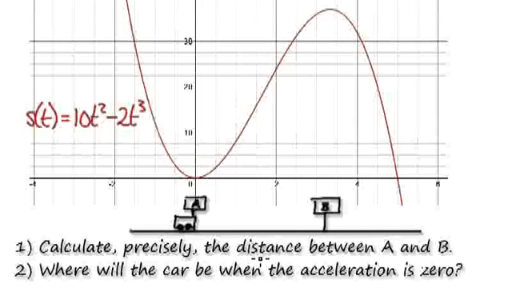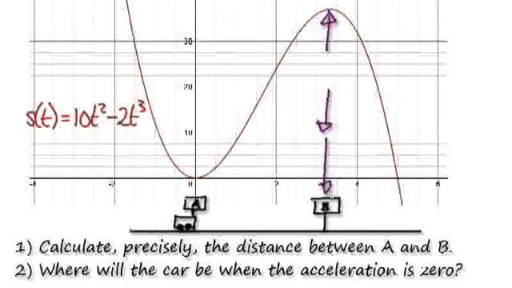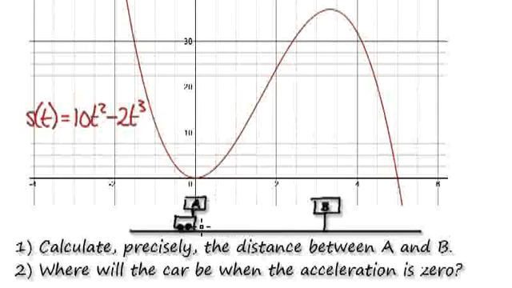Anyway, calculate precisely the distance between A and B, and where will the car be when the acceleration is 0? So somewhere along the journey here, the acceleration is 0. But by the way, the velocity is 0 at B, but that doesn't mean the acceleration is 0 at B. So be careful. Question 2 is where will the car be? Will it be 30 miles away when the acceleration is 0? Where along the journey will it be when the acceleration is 0? So press pause and have a go.